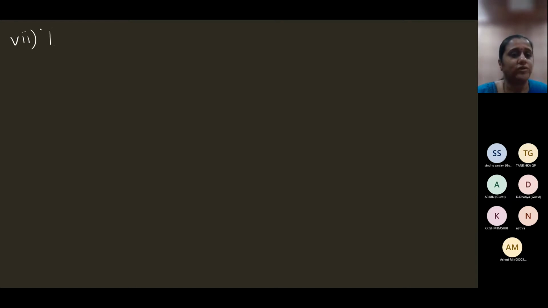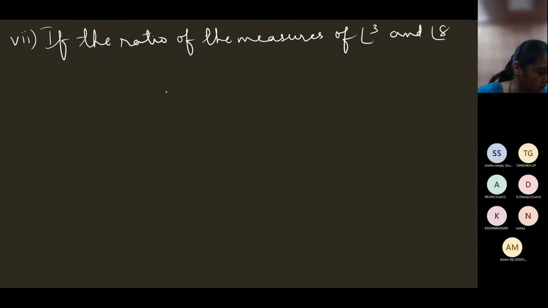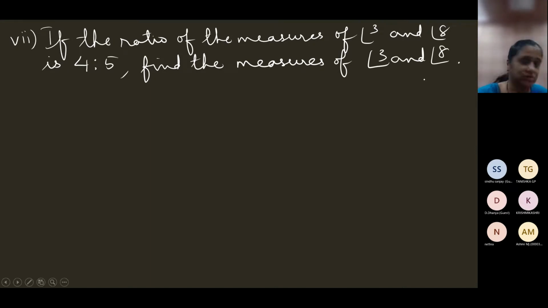Okay, the next one. If the ratio of the measures of angle 3 and angle 8 is 4:5, find the measures of angle 3 and angle 8. Yes, children, please try this. I'll get back.